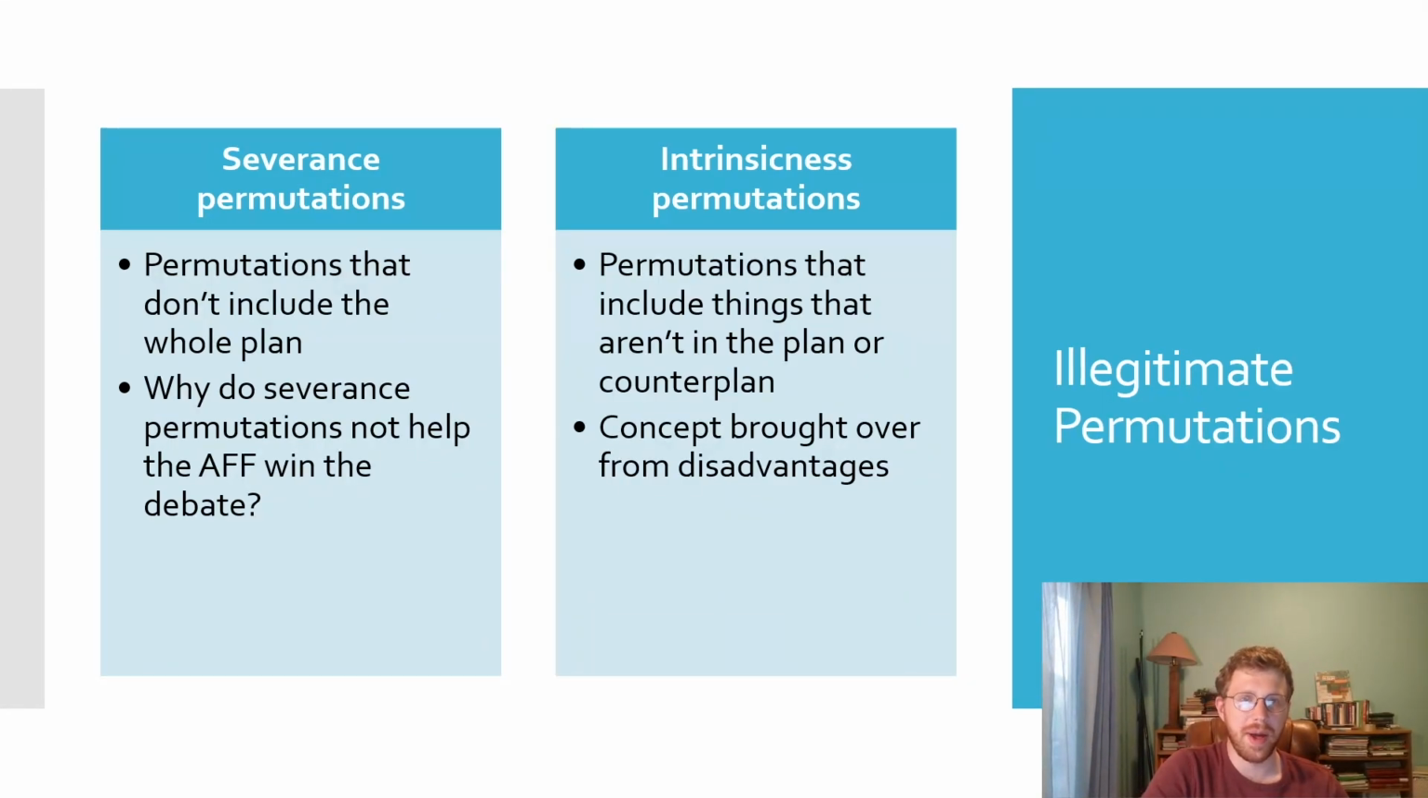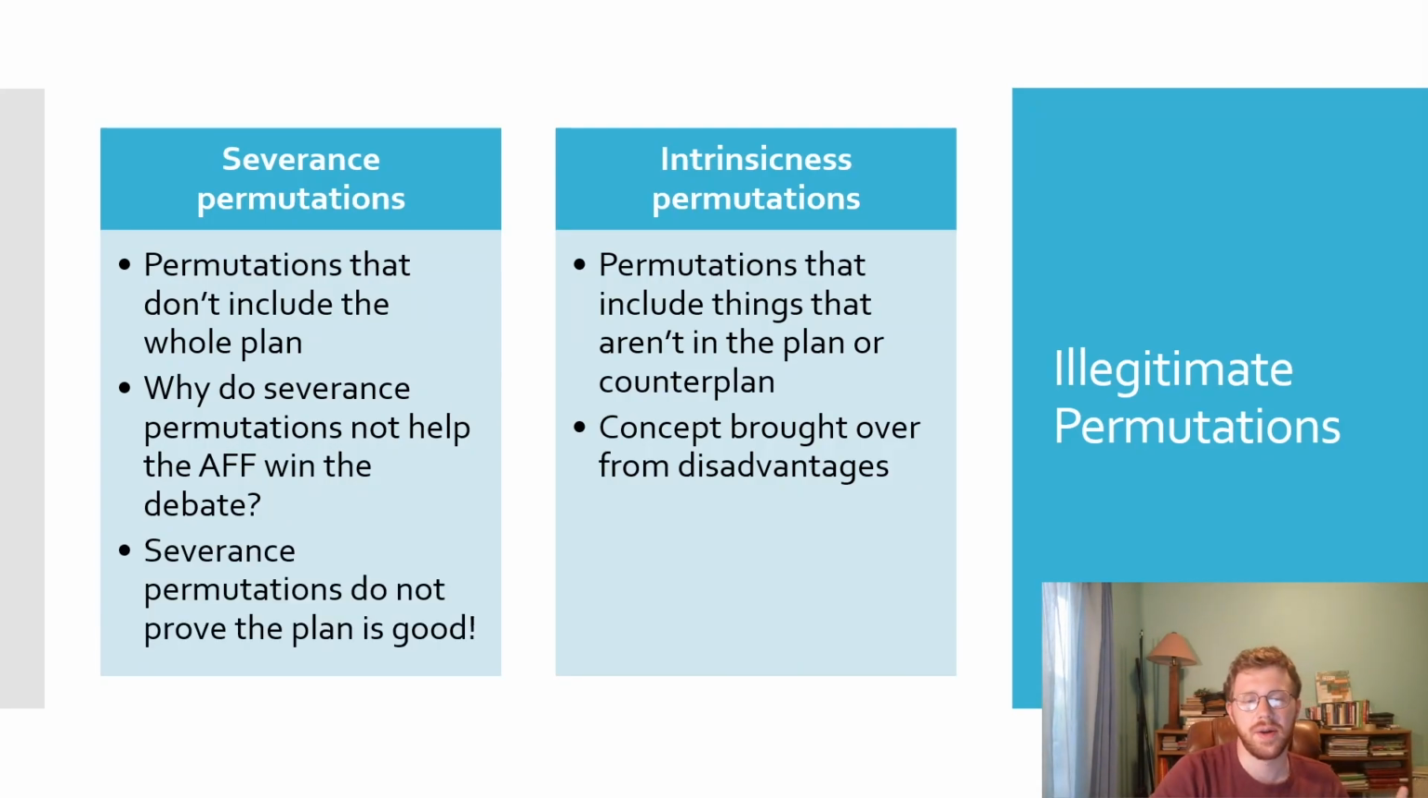Did you write down something about fairness or neg ground? Well, that's a good answer if you did. It's not the best answer. Because remember, in order to win, the AF must show that the plan is included in the best option presented to the judge, while the neg must show that the best option does not include the plan. If a severance permutation, which doesn't include the whole plan, is the best option, it means that the neg should win, not the AF, since the best option doesn't include the whole plan.